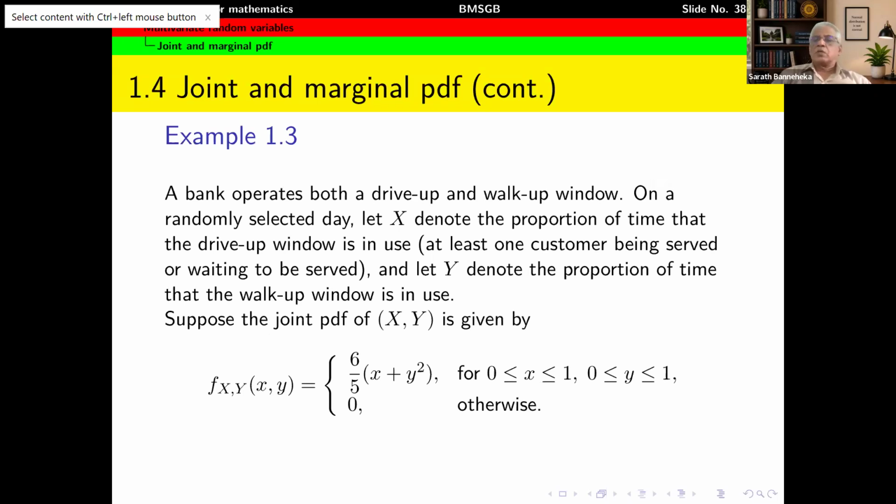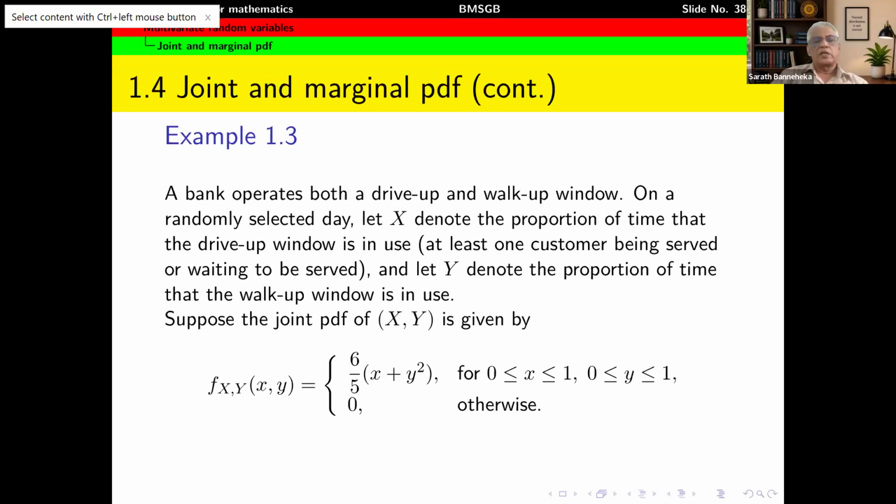Right. So we will look at another example again, for a continuous case. I hope I will be able to now completely consider this problem. A bank operates both a drive up and walk up window. So that means some people get their service from the car itself, drive up. Some people come inside the bank and line up and get the service. A bank operates both a drive up and a walk up window.